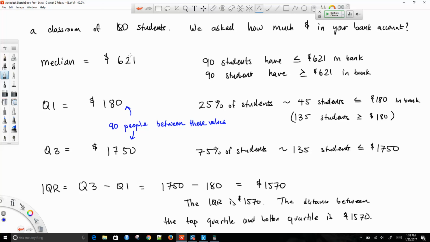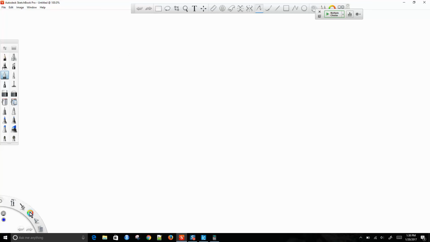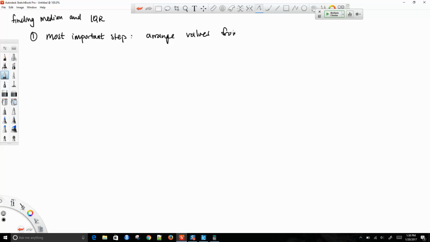All right, so let's just do some quick work in finding the median and the IQR if we had a set of data. Okay, so finding the median and IQR. Okay, step number one in either of these is the most important step: arrange the values from least to greatest. You might see a question on a quiz or a test where I ask you to find the median or IQR, and the values have not been arranged from least to greatest, and if you forget to do that, your answers will be wrong. For the sake of time, when I do examples in the class, like in this example I'm going to do here, the scores will be arranged from least to greatest already.